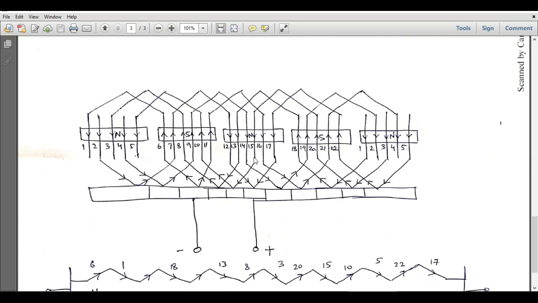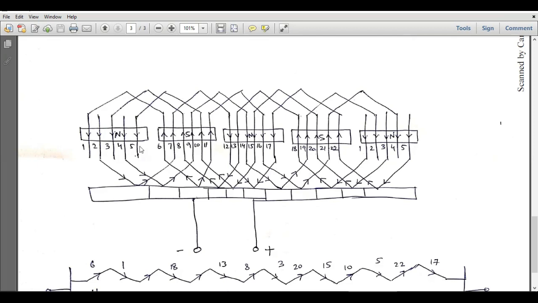10 plus 5 is equal to 15. 15 plus 5 is equal to 20. 20 plus 5 is equal to 3. 3 plus 5 is equal to 8. 8 plus 5 is equal to 13. 13 plus 5 is equal to 18. 18 plus 5 is equal to 1, right? So we started our winding from slot number 1, and we ended up at slot number 1.